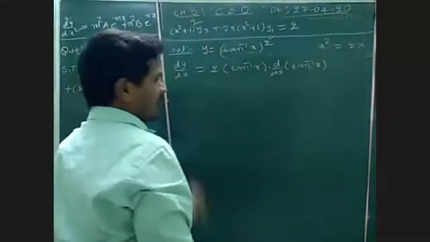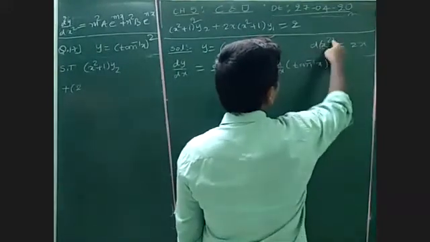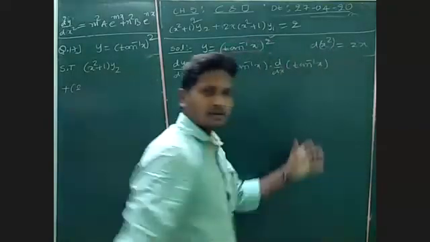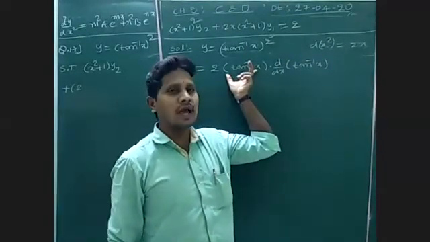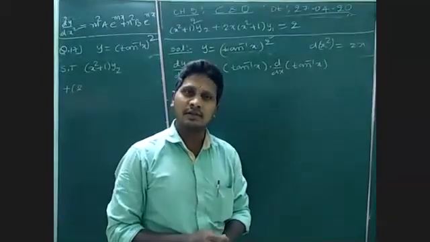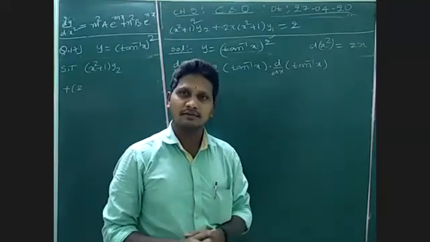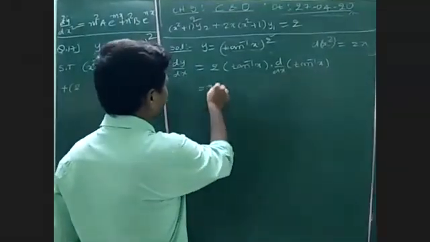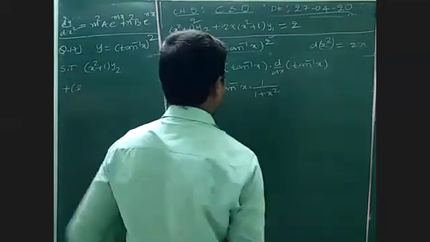Apply the chain rule. Here this is in the form of x square. The derivative of x square is 2x. Here the x value is tan inverse x. So we write 2 tan inverse x, and again the derivative of tan inverse x. What is the derivative of tan inverse x? It is 1 by 1 plus x square. So this is 2 tan inverse x into 1 by 1 plus x square.